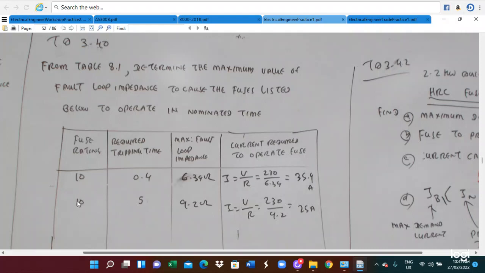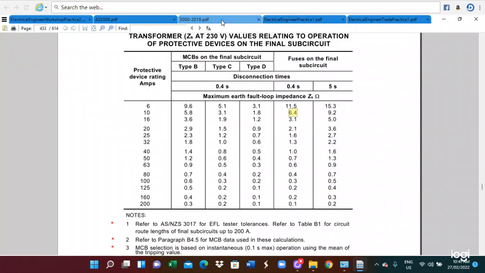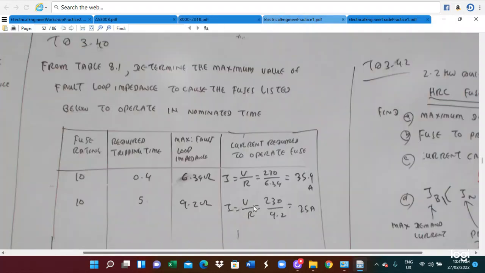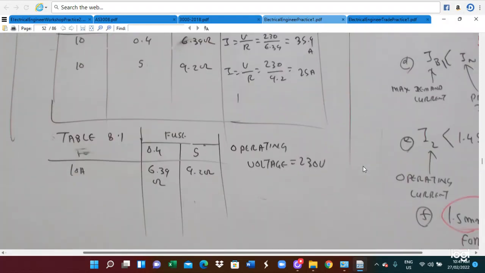And then also the fuse rating 10 ampere, tripping time 5 seconds. In this case, we find the 10 ampere and 5 seconds, and the fault loop impedance is 9.2 ohm. So Table 8.2, we find there's a 9.2. Table 8.2 is on page 433 of the AS3000. The protective device rating is 10 ampere and there's a 5 seconds, so 9.2 ohm. Then 230 volt divided by 9.2 ohm, you got 25 ampere. So this is the way we calculate the operating current.